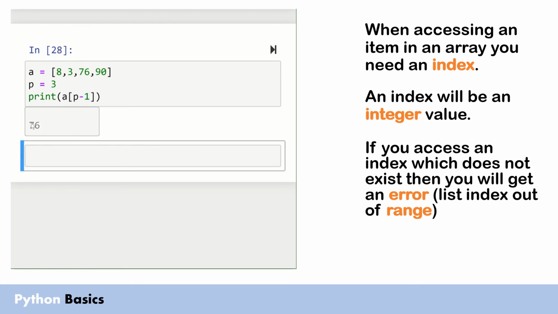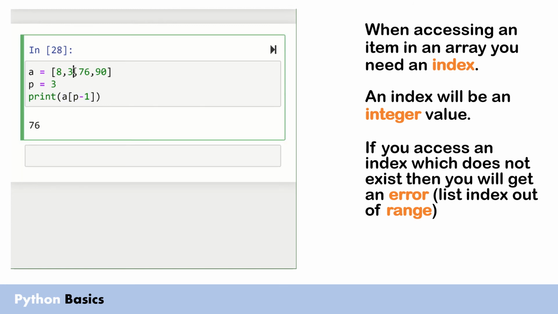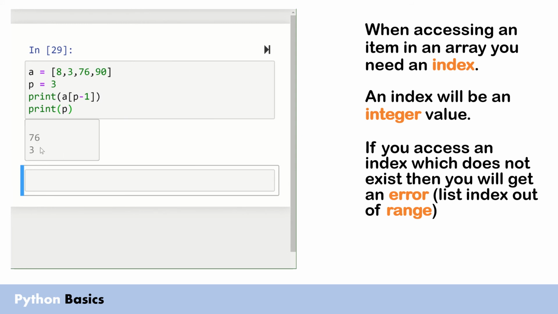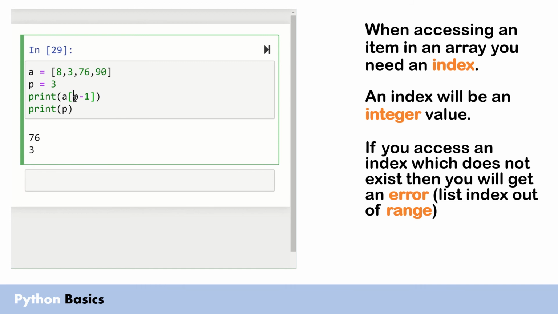So let's have a look. So it gives me 76, 0, 1, 2. It's giving me the second index. If I print p out as well, just as a side point, you can see p is 3 still because I've not assigned a new value to p. Okay, so although I have taken a 1 away from p, it's not permanently changed it. Okay, so that allows us to manipulate arrays, and using an index as a variable becomes very useful when we start using loops with arrays.